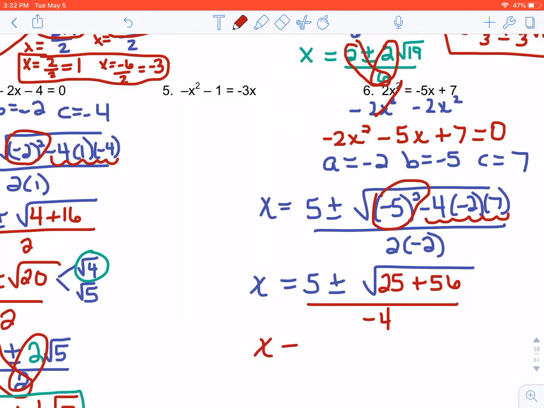We're looking at a 5, a plus or minus, and then 25 and 56. Add those together, 25 plus 56.